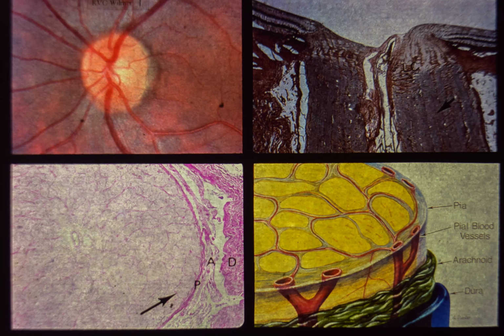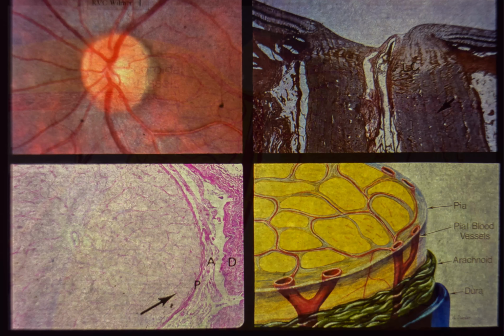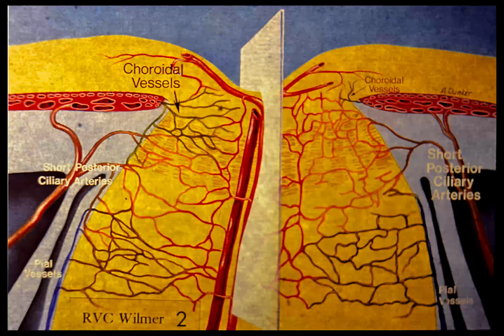Lower right. An artist's sketch illustrates pial extensions surrounding the nerve fiber bundles. Blood vessels within the pial septa supply the nerve fibers. Slide 2. Blood supply of the optic nerve. An artist's sketch illustrates that the blood supply to the prelaminar optic nerve is controversial.